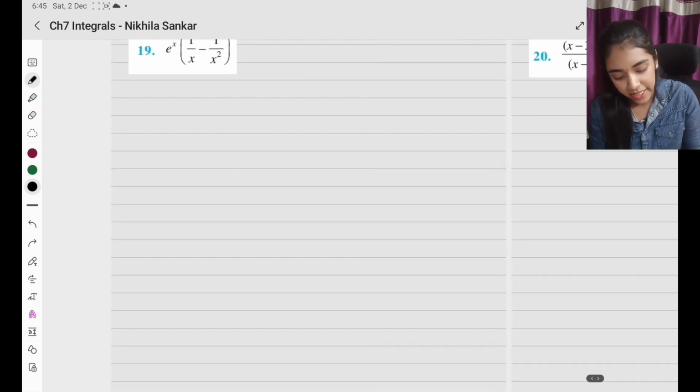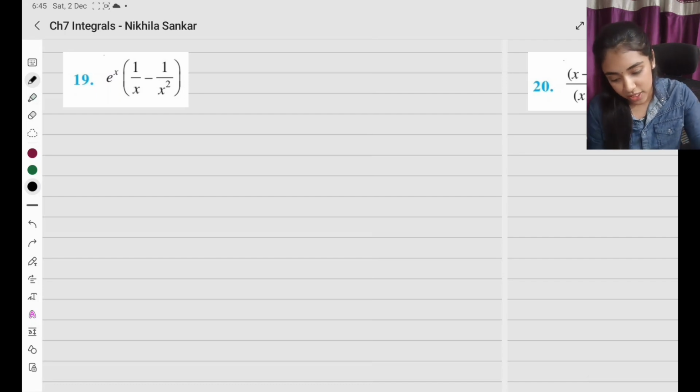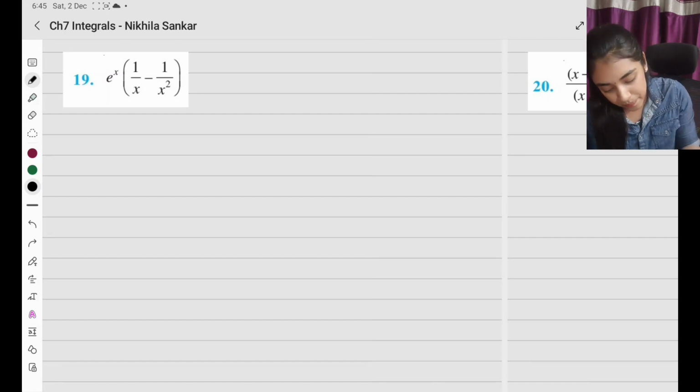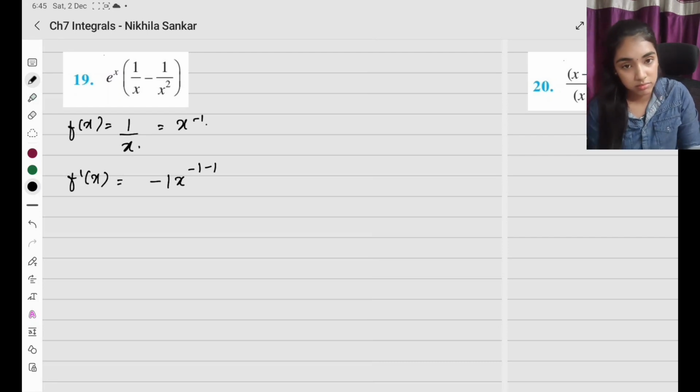Question number 19. So this you can see directly. So e to the x times 1 by x minus 1 by x square. So this is directly of the form. I can take f of x to be 1 by x. So f dash of x is going to give me, if we differentiate this, what do we get? x to the minus 1. If we differentiate this, it is minus 1 times x to the power minus 1, right?